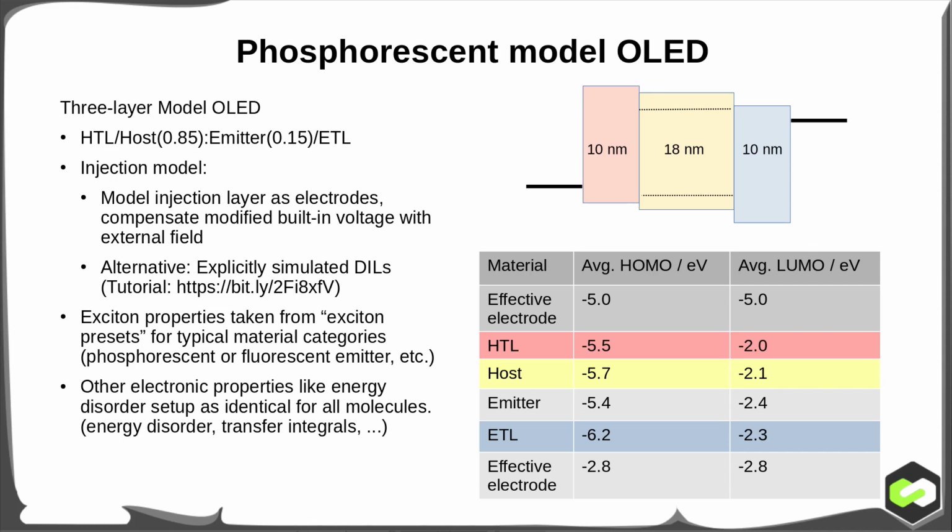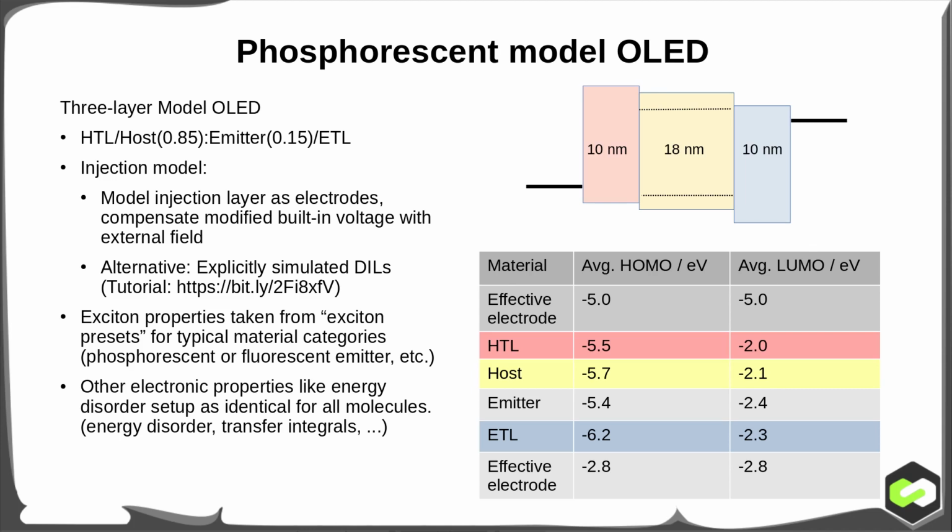The energy levels of the OLED are shown on the right in the table. The column HOMO levels corresponds to the ionization potentials, and the column LUMO level corresponds to the electron affinities. So these are the transport levels. So the difference between these two would not be the optical gap, but the transport gap.